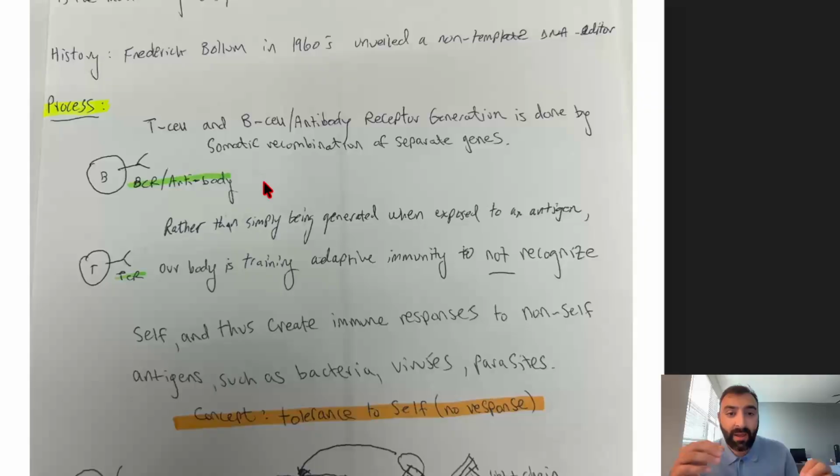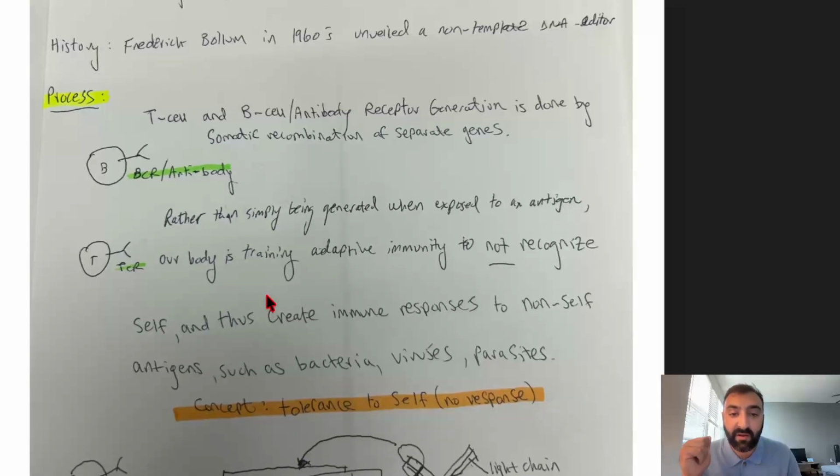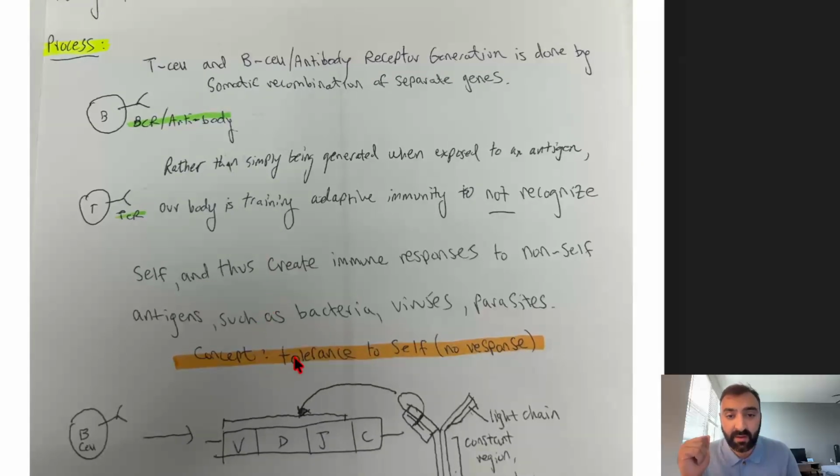genes. So what happens is that rather than simply being generated when exposed to an antigen, our body trains our adaptive immunity to not recognize itself and thus create immune responses to non-self antigens, such as bacteria, viruses, and parasites. And this concept is known as tolerance to self, which means no response.